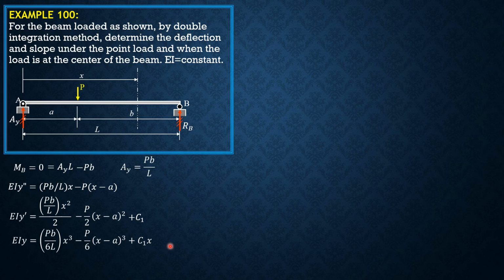So when X is L, deflection at B is 0. So 0 equals PB over 6L times L cubed minus P over 6 times quantity L minus A cubed, plus C sub 1 times L. Solving for C sub 1, transpose this to the left, so it is P over 6L times quantity L minus A cubed minus PBL over 6 after we divide by L. Then take note that L minus A is B.